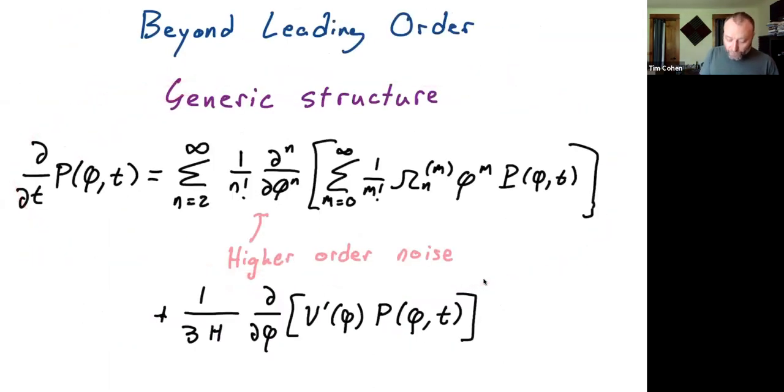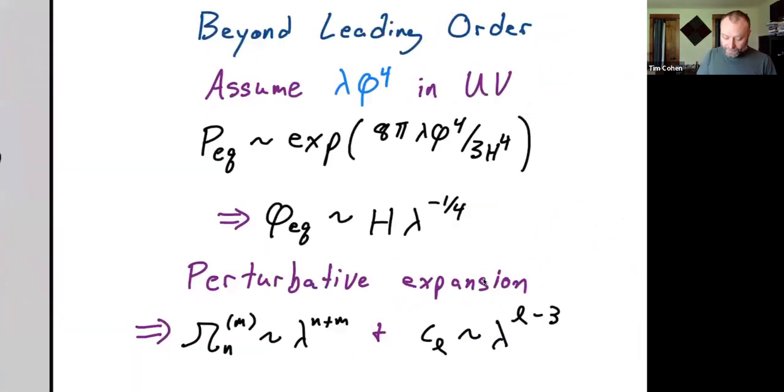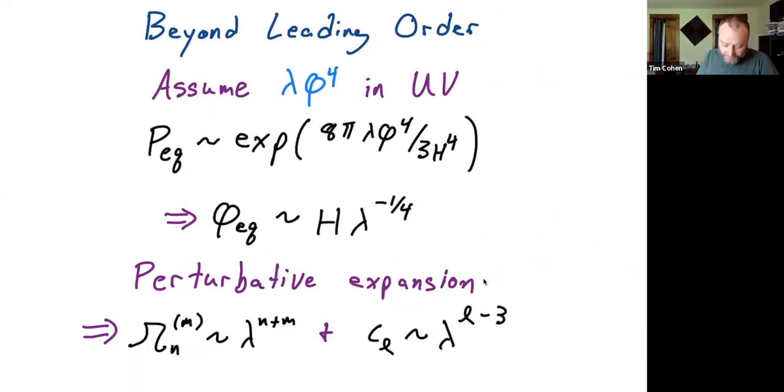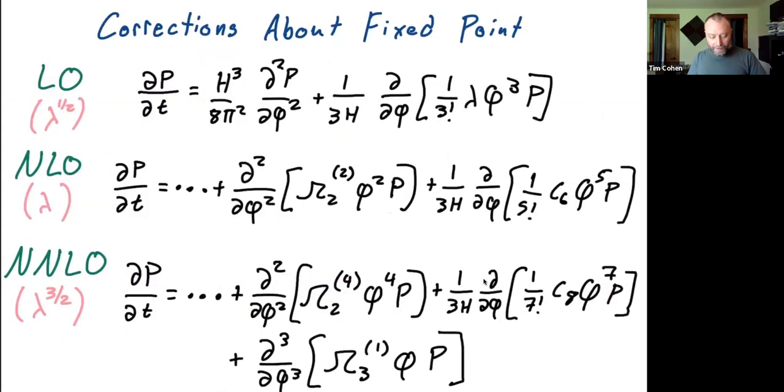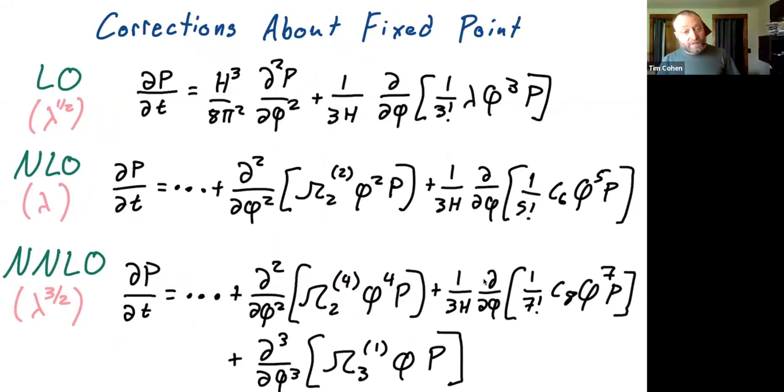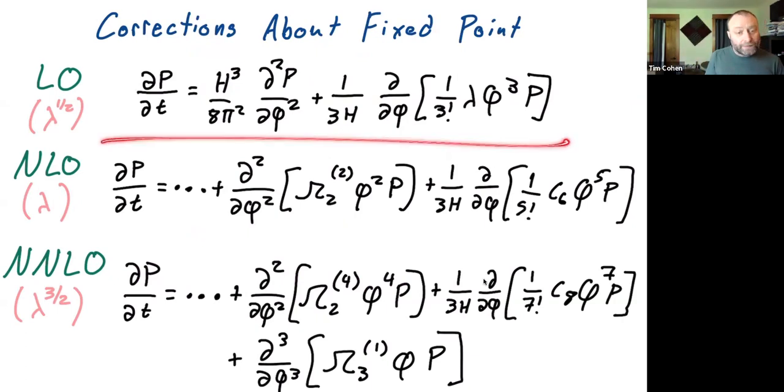And we can compute the corrections to these omegas order by order in perturbation theory, so we know how they scale too. Basically the claim is that these omega terms scale like lambda to the n plus m, and so we can use this to systematically organize what the terms that are going to appear in this Fokker-Planck equation look like. So at leading order, we just have Starobinsky.